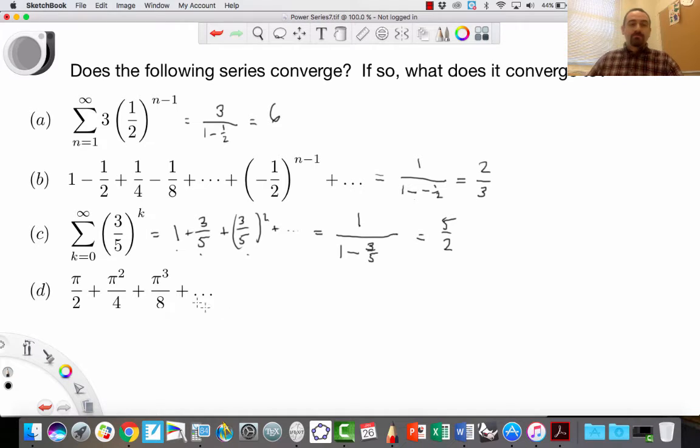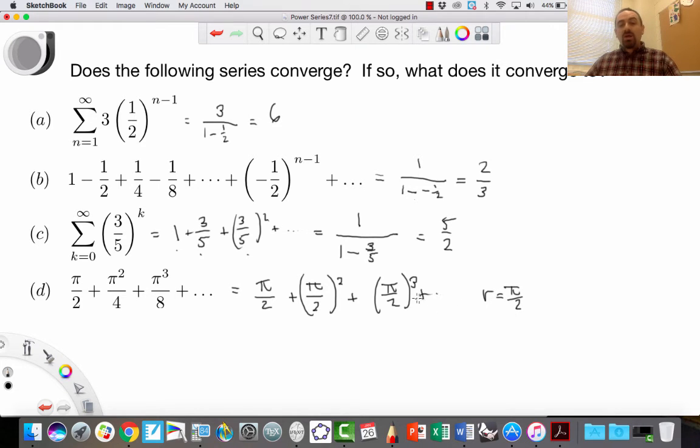Finally, the last one. As long as the common ratio is less than 1 in absolute value, this should converge. This isn't written as a geometric series because it's hard to see what r is. So I'm going to go ahead and take the opportunity to rewrite this. The first term is going to be pi over 2. The second term will be pi over 2 squared. The third term will be pi over 2 cubed, and so on, making the common ratio r pi over 2.